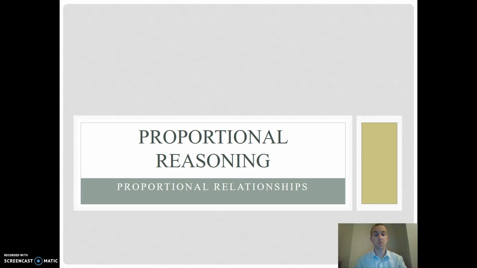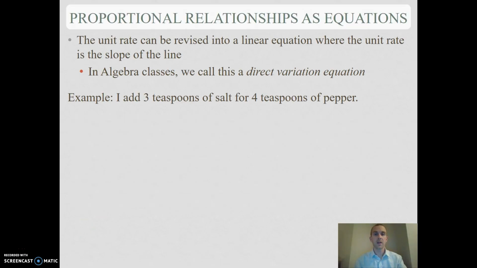In this video we'll discuss proportional relationships. Now we can represent a proportional relationship as a linear equation where we use the unit rate as the slope of the line. When we taught this in algebra classes, we often called this a direct variation relationship. So let's go back to our example of using 3 teaspoons of salt for 4 teaspoons of pepper.